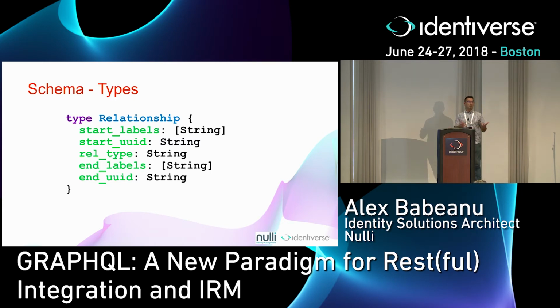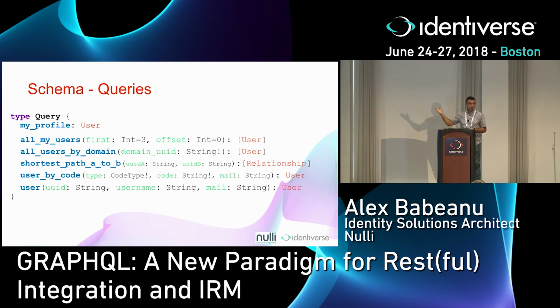As I mentioned, the first thing you need to define are types, and here is an example of a definition for our relationships. By the way, these are snippets of code from our own implementation of GraphQL. We've built a full microservices-based identity server based on GraphQL and graph databases, and this is just some snippets of that. We, of course, also have user types and device types and whatever else. Relationship is a pretty easy object. We have the UUID of a start node, of an end node, and the relationship type between the two.